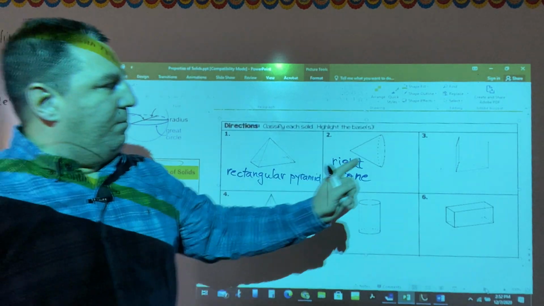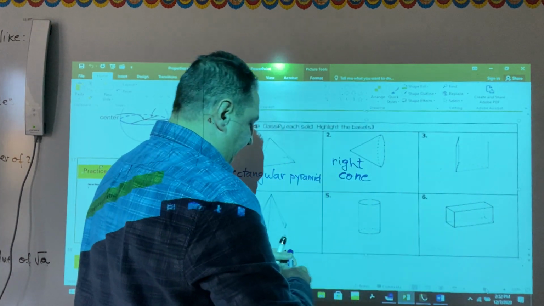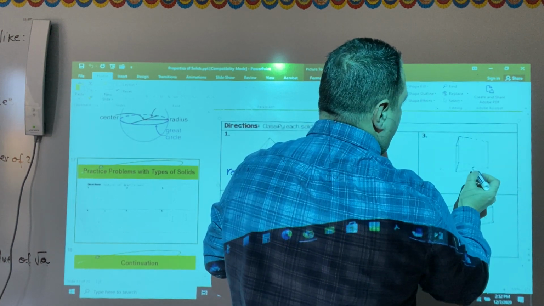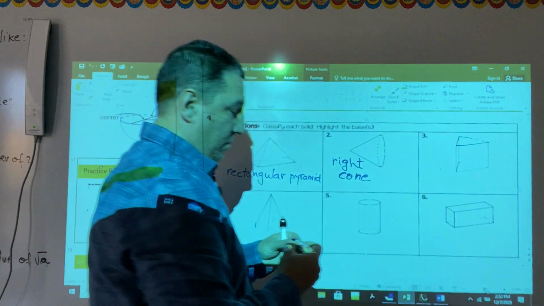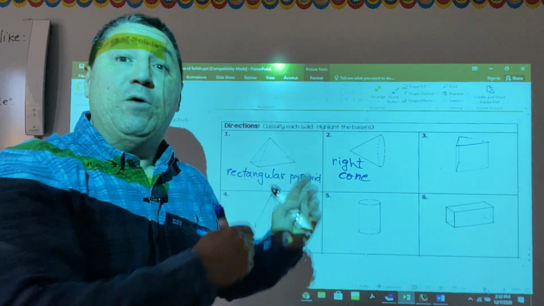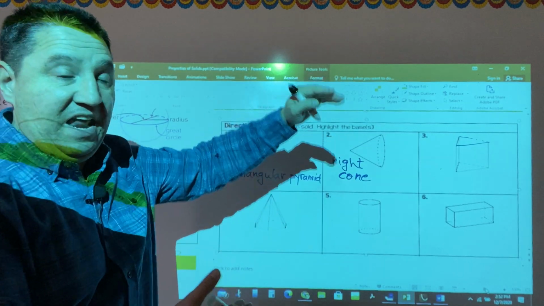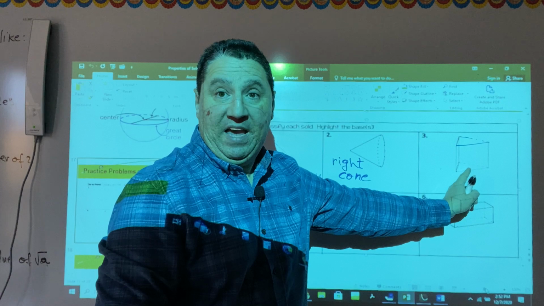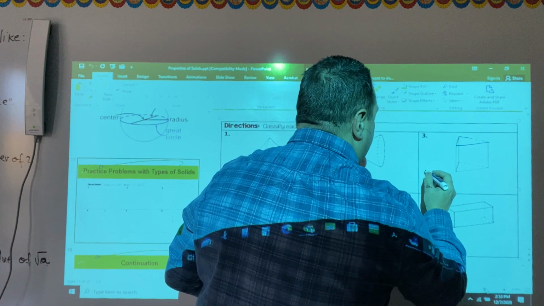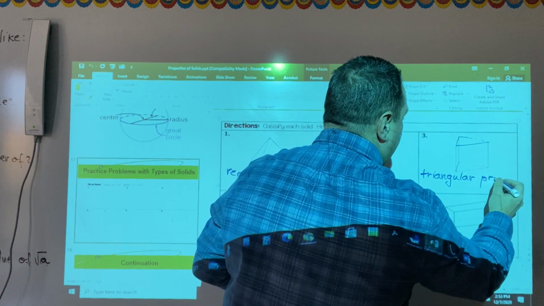Now, number 3, as we can see here, this shape has two identical bases, which means this shape would be a prism. Again, the name of the prism is given by the name of its base, and its base is a triangle. So the name would be triangular prism.